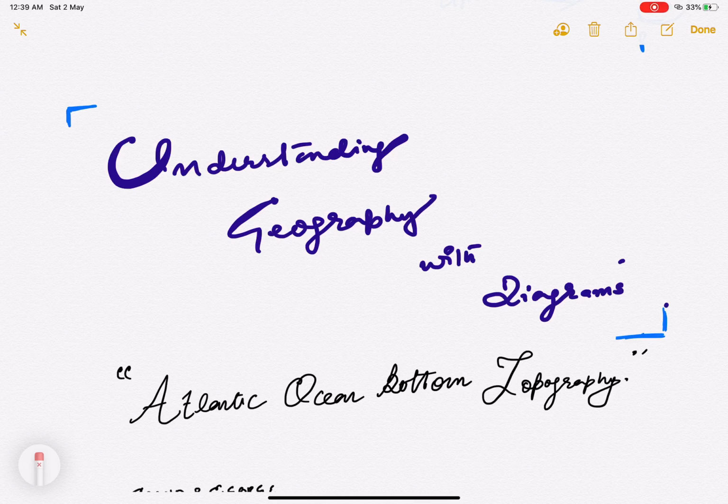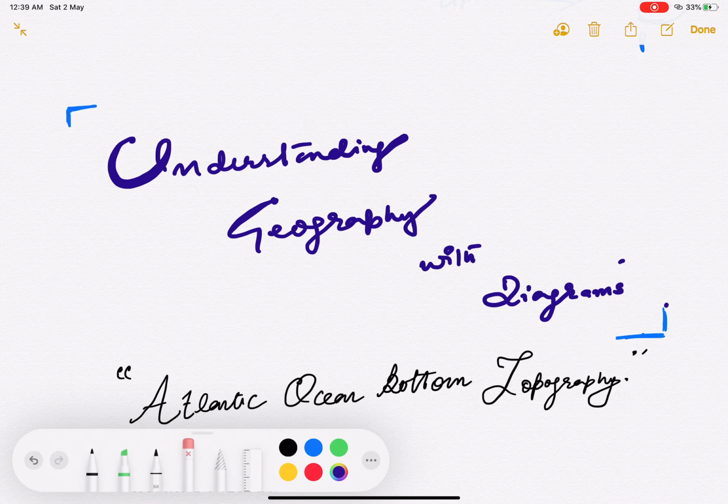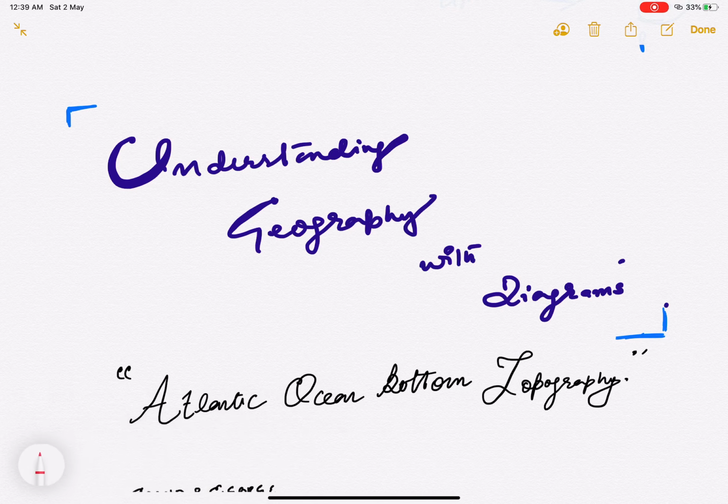Hello, welcome to today's class on understanding geography with diagram. Today basically we'll be talking about your Atlantic Ocean bottom topography. Let's start. First of all, let's know about the Atlantic Ocean.